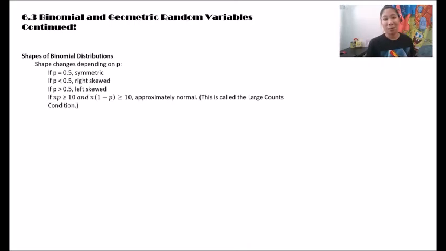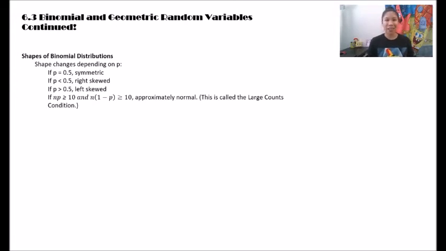So first of all, in class we talked a little bit about the shape of a binomial distribution. So I just want to recap really quick. Depending on what the probability of success is, the shape changes. If you were to graph this out in a histogram, when the probability of success is equal to 0.5, the distribution is going to be symmetric. If the probability of success is less than 0.5, so you have a lower chance of being successful, then your graph is going to be right skewed. If it's greater than 0.5, then it's going to be left skewed, so it's the opposite.